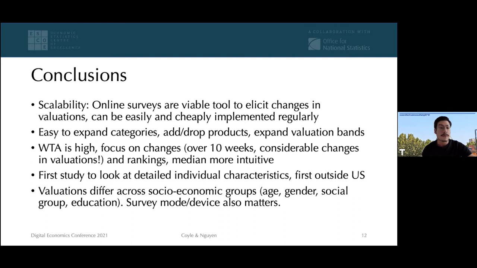It's easy to expand the categories, add and drop products, but generally the willingness to accept is very high, and they also differ across socioeconomic groups. And I'm going to stop here. Thank you.